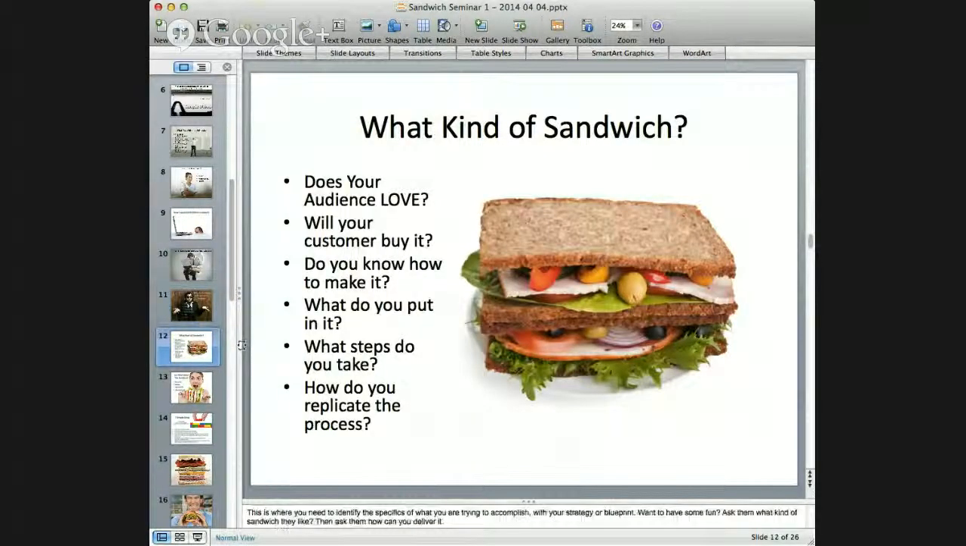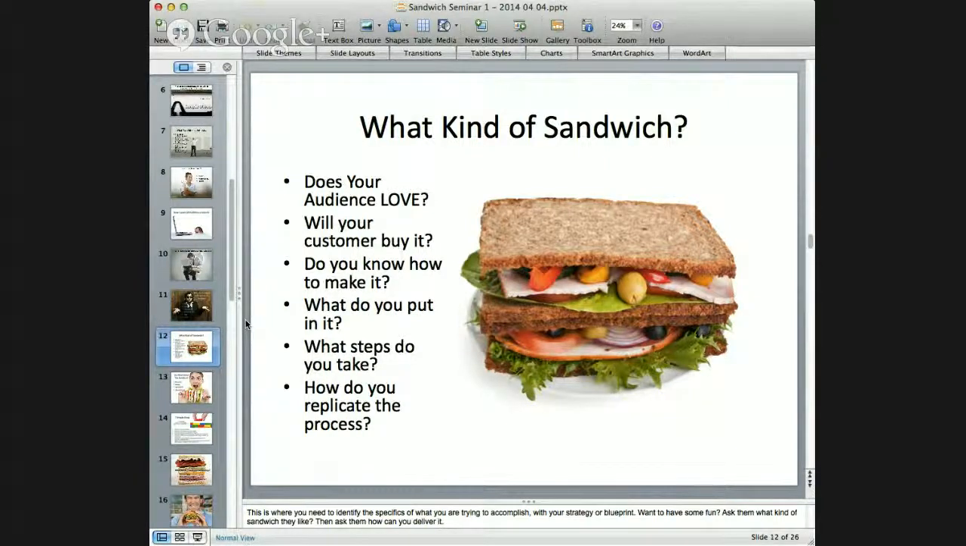So what kind of sandwich? We're going to talk about food for a few minutes. What kind of sandwich does your audience love? What kind of sandwich will your customer buy? Do you know how to make it? Do you know what to put in it? Do you know what steps to take? Do you know how to replicate this process? And this is the story of the sandwich, is putting these things together so that you can hand your customer their sandwich on a plate and say, here, this is what you ordered. And that's what you want to be able to achieve.